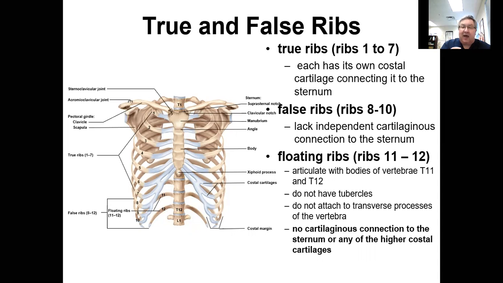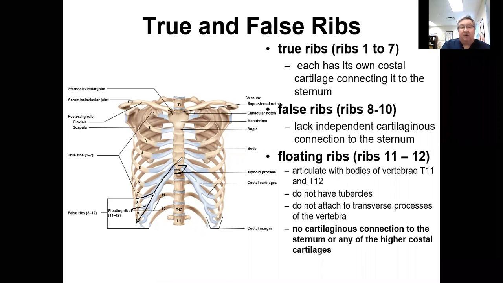And these ribs have their own attachment point to the sternum. They connect to the sternum independently. Those are the true ribs, 1 through 7. We have false ribs. The false ribs are ribs 8 through 10, and they basically have one attachment for the 3 ribs. Right down here, there's one attachment for these 3 ribs, 1, 2, and 3. They attach right here together.